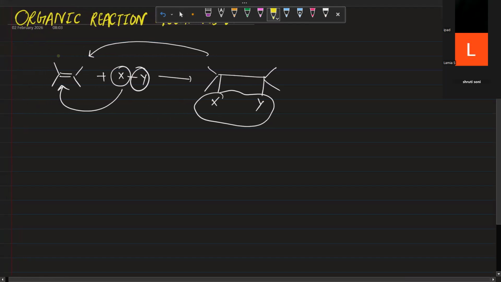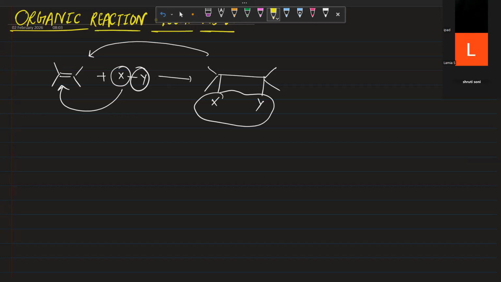See, whenever any sort of compound attaches to a double bond, that is an addition reaction. We need to add atoms to a particular element, that is an addition reaction. And when atoms are removed, in that case it will be an elimination reaction. Okay, that makes sense.